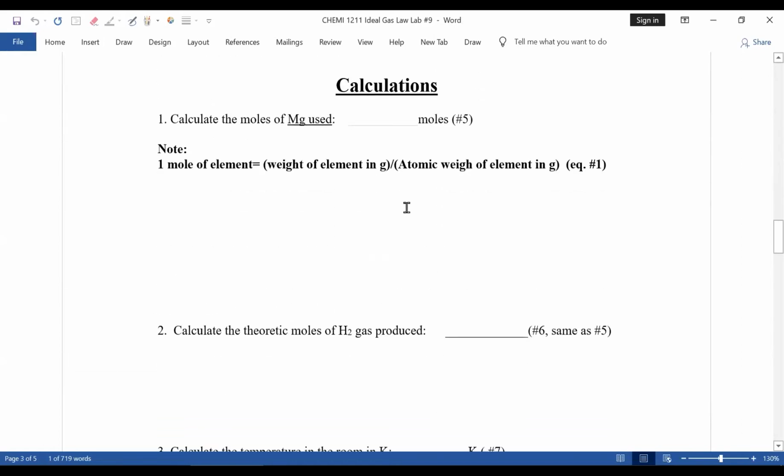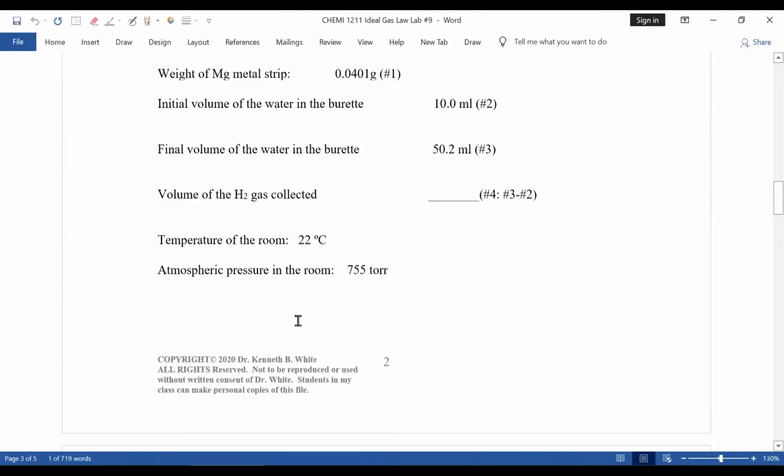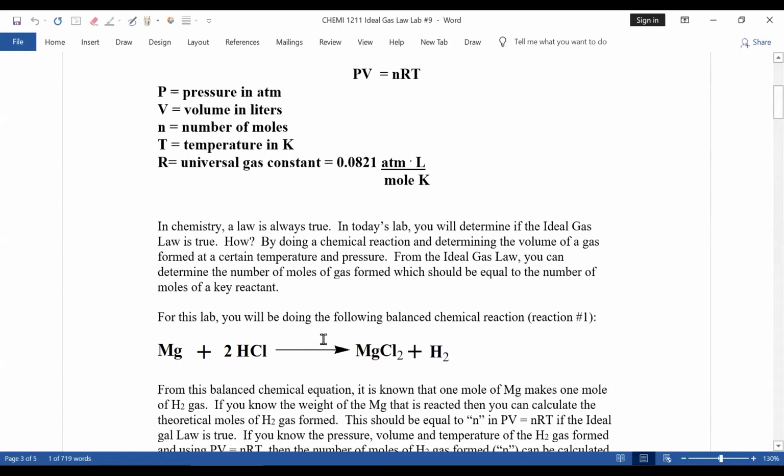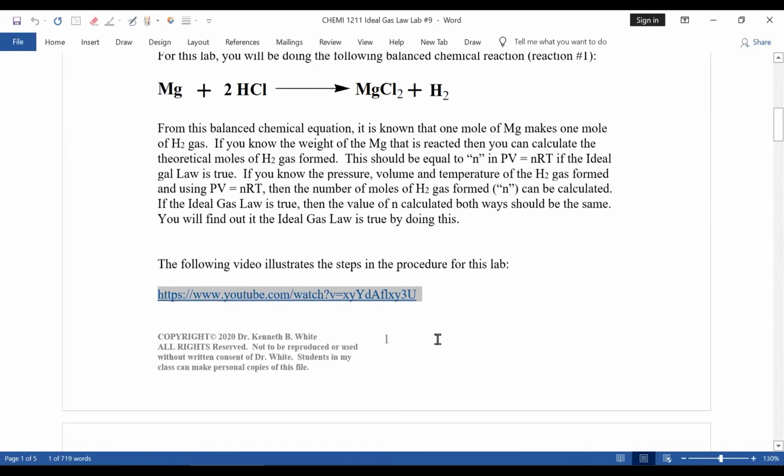Now, here's some calculations. Moles of magnesium used. And that is, you should know, you figure it out, the weight divided by the atomic weight of magnesium. This you can find on your periodic table. Now, based on the chemical reaction, every 1 mole of magnesium makes 1 mole of hydrogen gas.